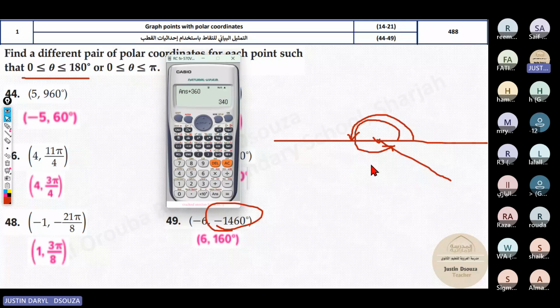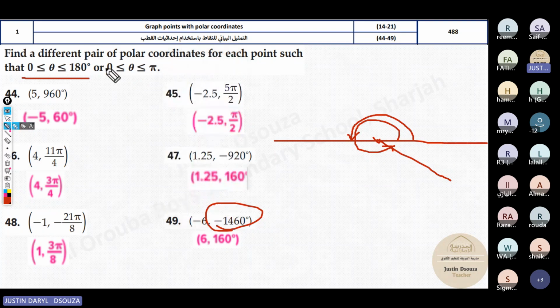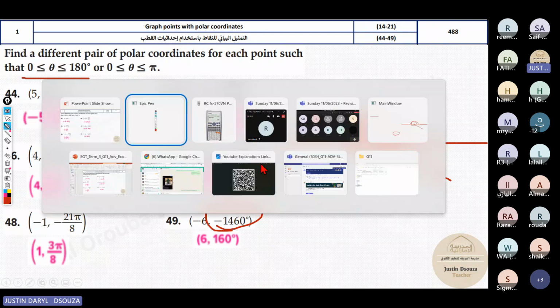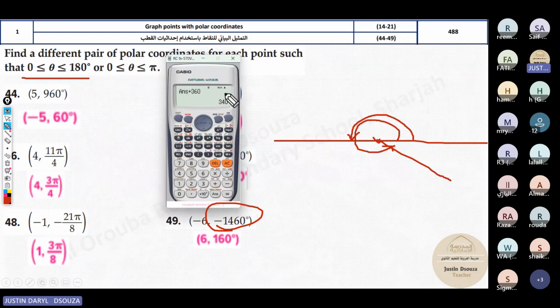So now we got the coterminal to be 340. But look at the question. It is from 0 to 180 degrees and not until 360. You can see the answer we got was over 180. Now, how would you resolve this?